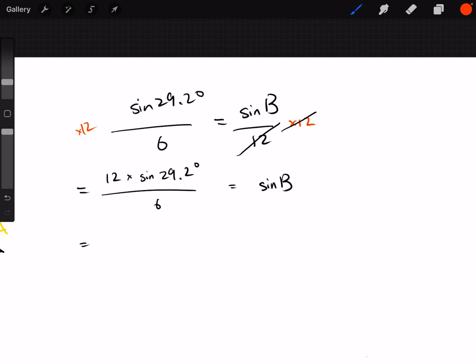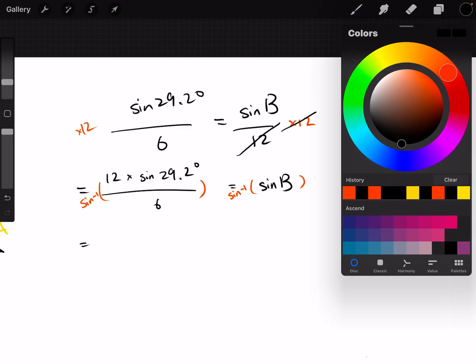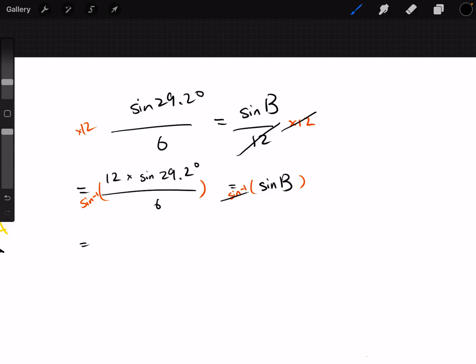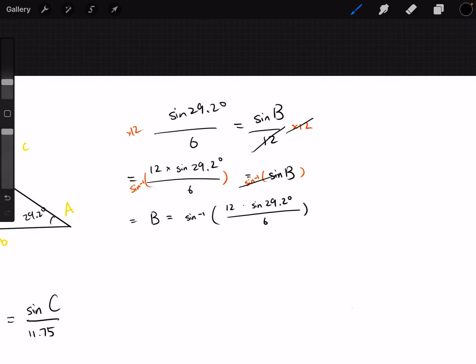To get rid of the sine, we can just take inverse sine of both sides. We have sine and inverse sine, this cancels out, so we're left with just B, which is equal to everything on this side. This is inverse sine of 12 times sine of 29.2 degrees over 6. Once you've isolated your variable, you can just plug it into a calculator.